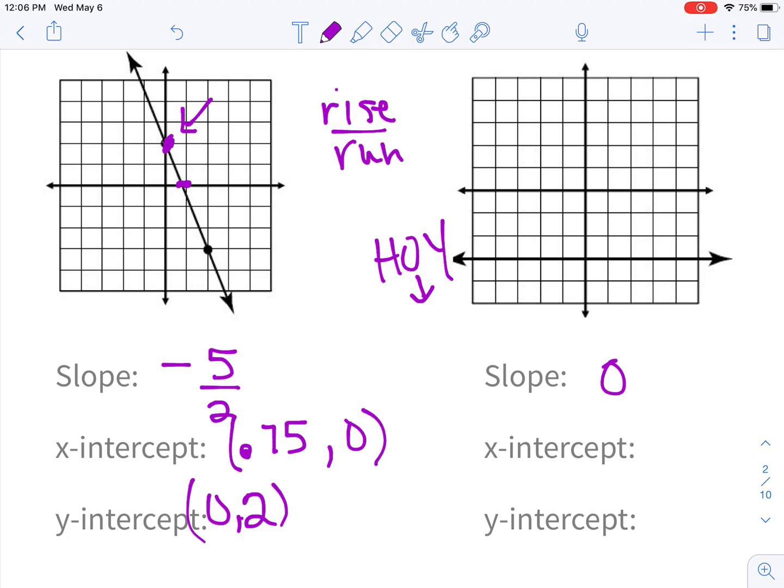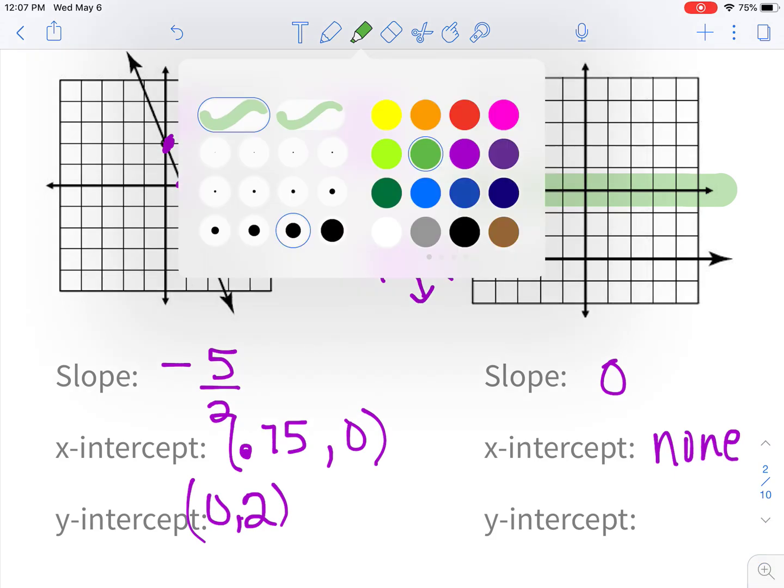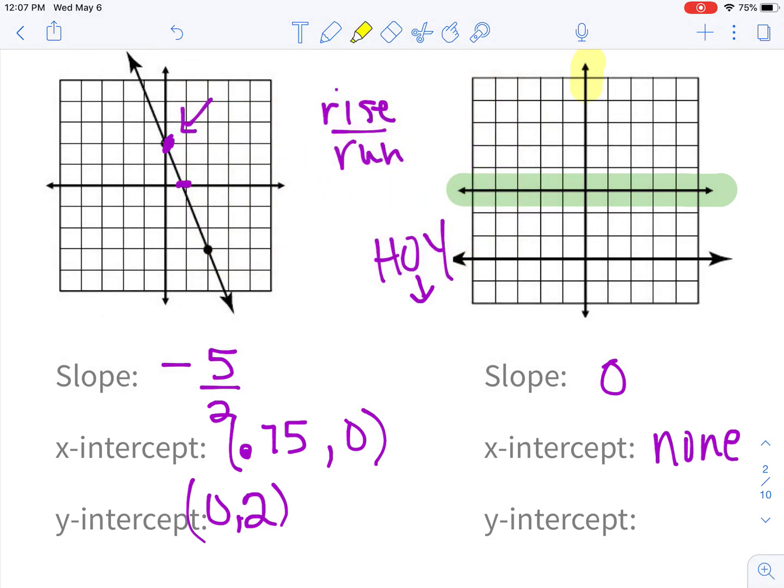Now, what's the x-intercept? So let's talk about this. Right across here, that's the x-axis. Where does that cross the x-axis? Well, it doesn't. So when I see that, I'm just going to put none, because it actually never crosses, and that's okay. So let's talk about the y-intercept. We actually do have a y-intercept. It's right here, and it's at -3. So it's at 0, -3.